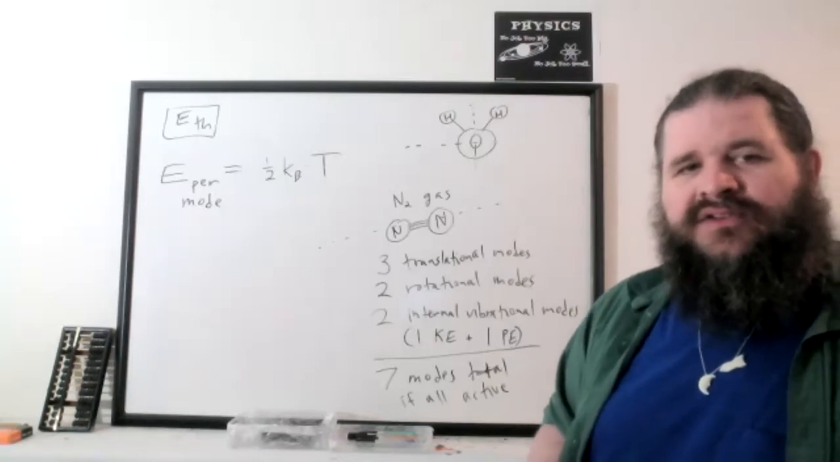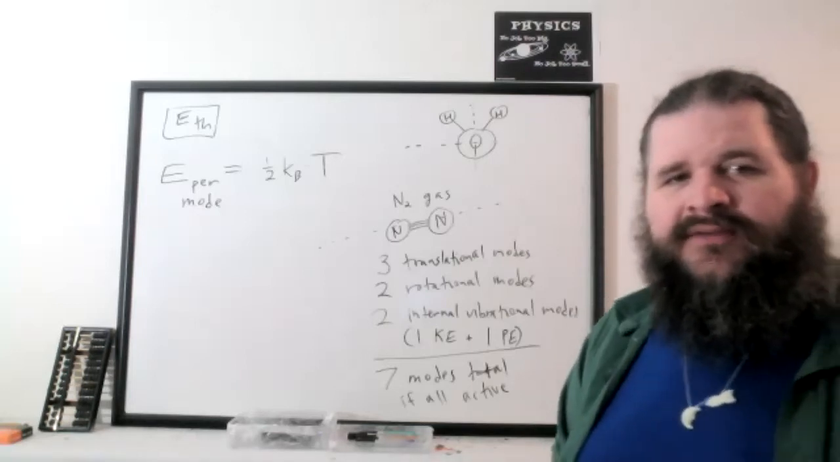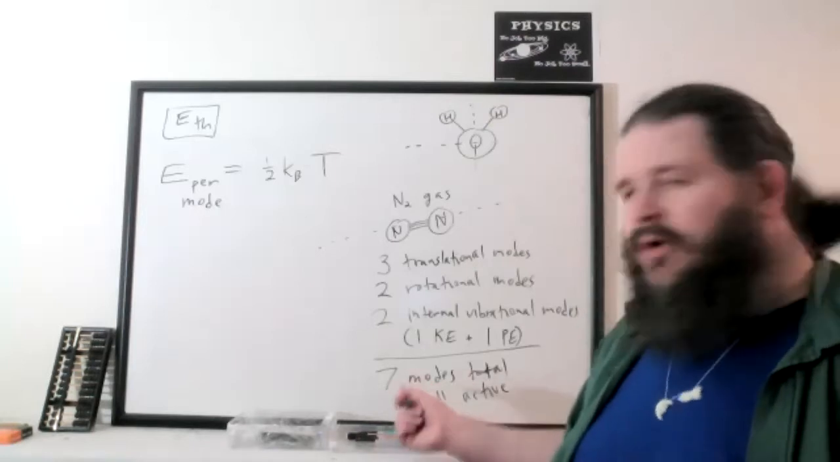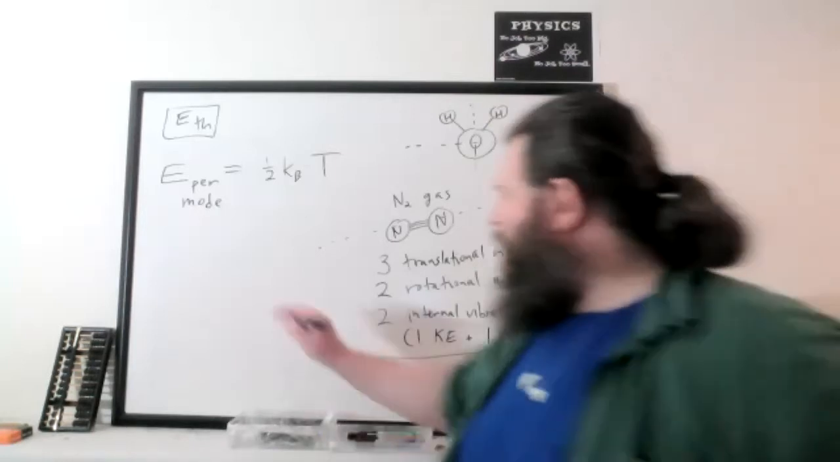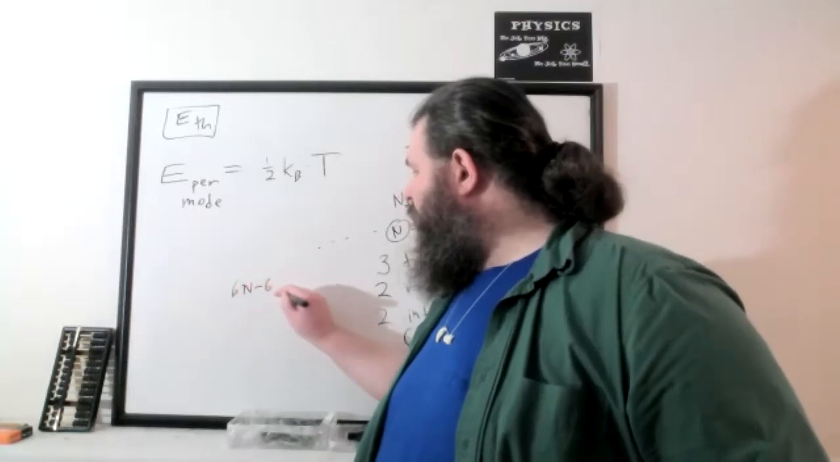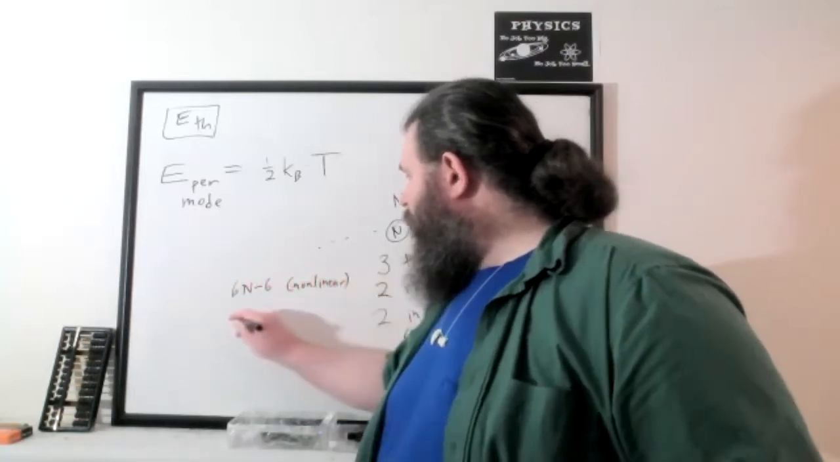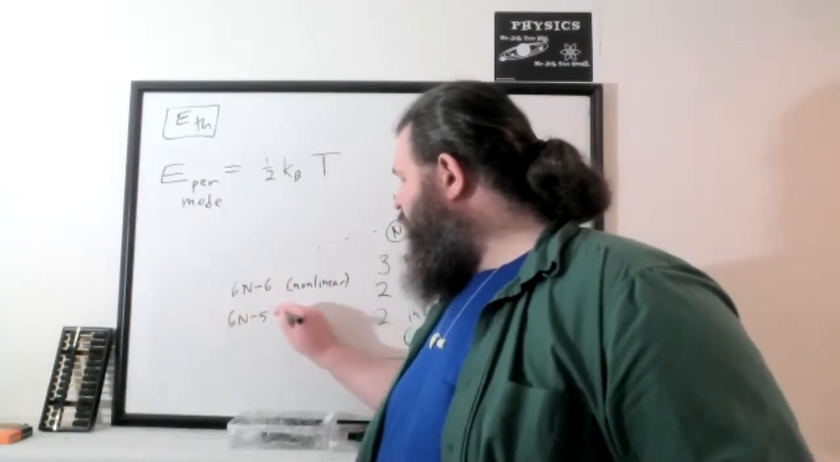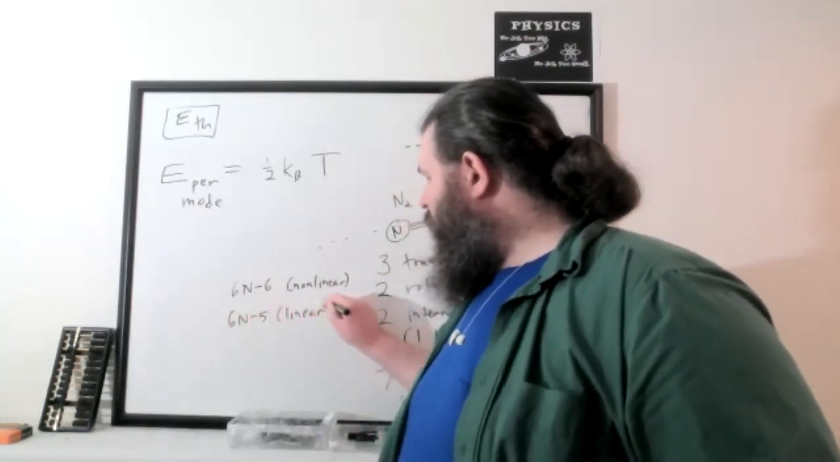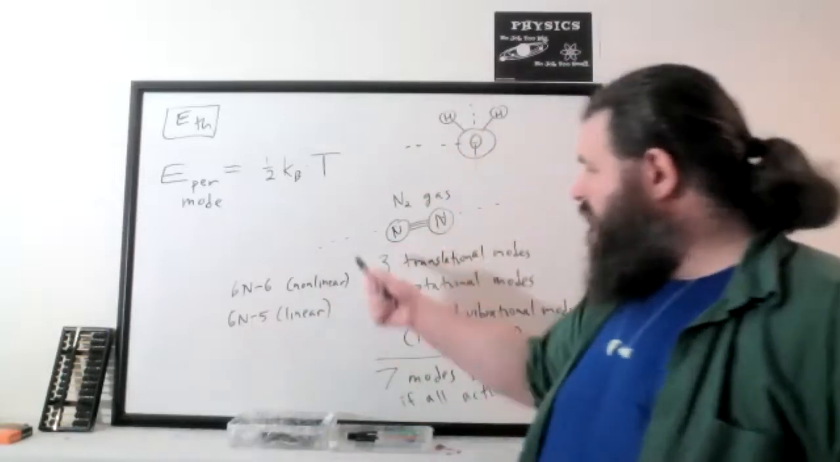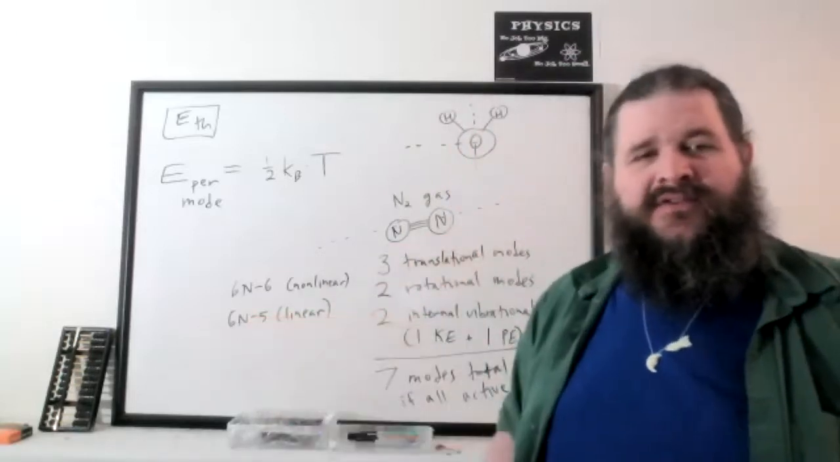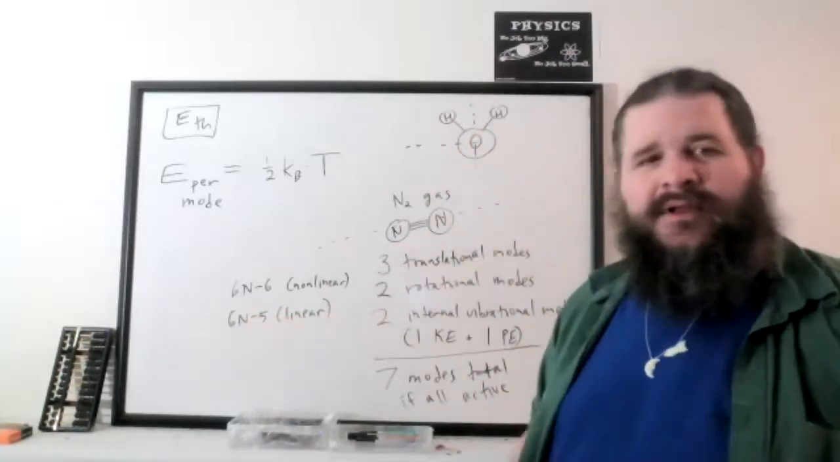And the 6n-6 and 6n-5 formulas you may have seen are actually for the total number of modes if they're all active, specifically 6n-6 for nonlinear and 6n-5 for linear. In fact, we can try that here. This is linear in shape, so we should be able to use 6n-5. What's n for this molecule?